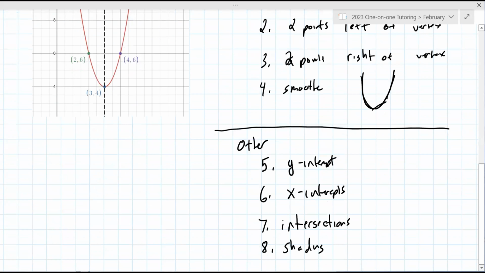Yep. Okay. So here's a new problem. y equals 2(x plus 3) squared minus 4. Could you tell me the vertex for this problem, please? (-3, -4). Good.